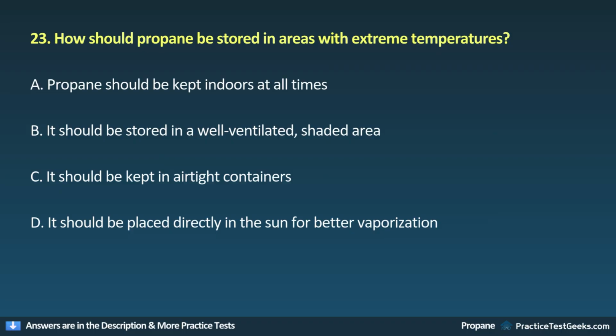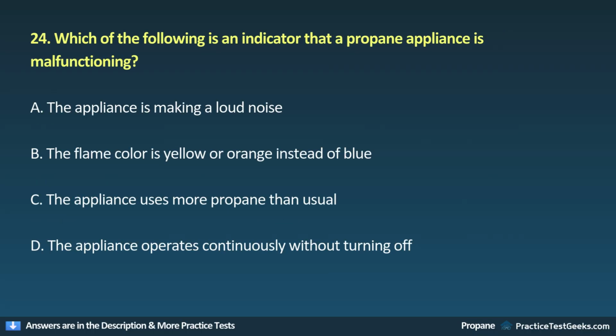B. It should be stored in a well-ventilated, shaded area. C. It should be kept in airtight containers. D. It should be placed directly in the sun for better vaporization. 24. Which of the following is an indicator that a propane appliance is malfunctioning?